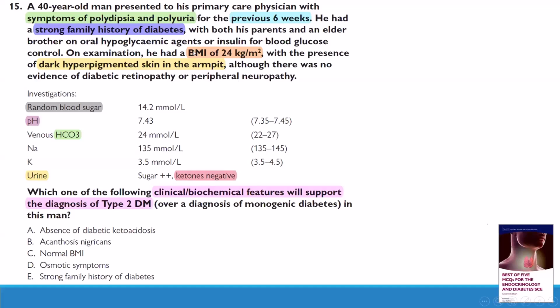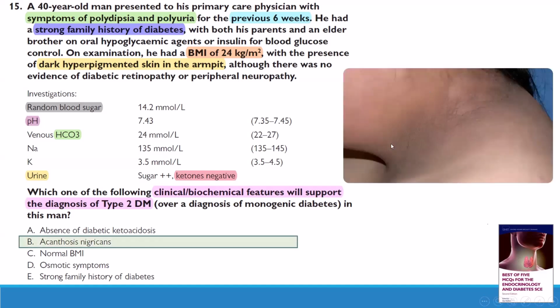This is a patient presenting with polyuria and polydipsia over the previous 6 months, with a strong family history of diabetes mellitus. The body mass index is 24. There is dark pigmentation of the skin in the armpit. The pH is normal, the bicarbonate is normal, and ketones are negative. Which one of the following clinical or biochemical features will support the diagnosis of type 2 diabetes mellitus over monogenic diabetes? Acanthosis nigricans. Yes. If there is acanthosis nigricans, we should suspect type 2 diabetes mellitus, not MODY. And don't forget this is the acanthosis nigricans picture.